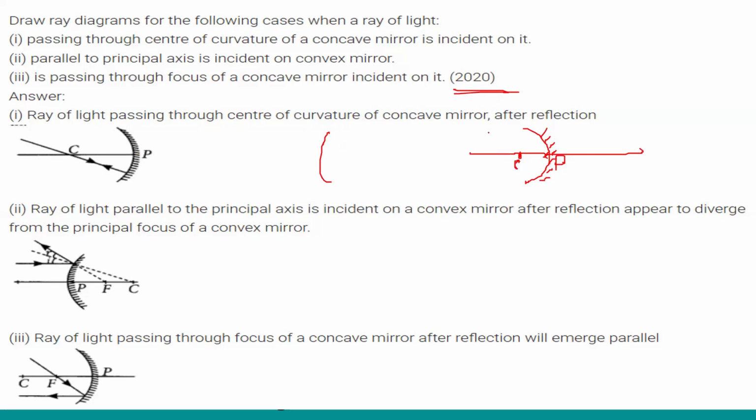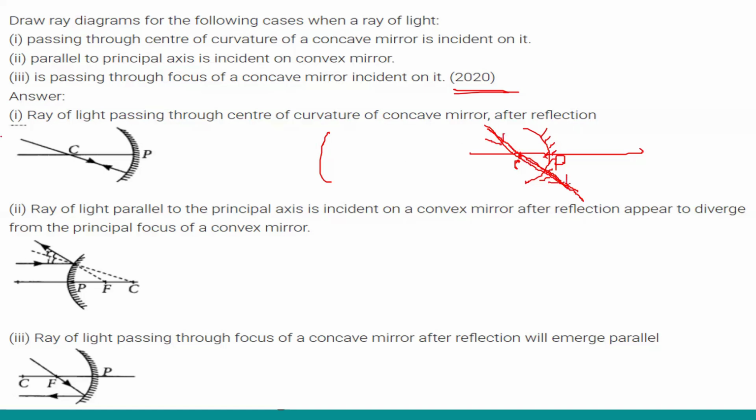Now the light is passing through the center of curvature. So remember, when the light passes through the center of curvature, after reflection it passes in a straight line. It goes in the same direction again, it does not bend anywhere and does not come back.